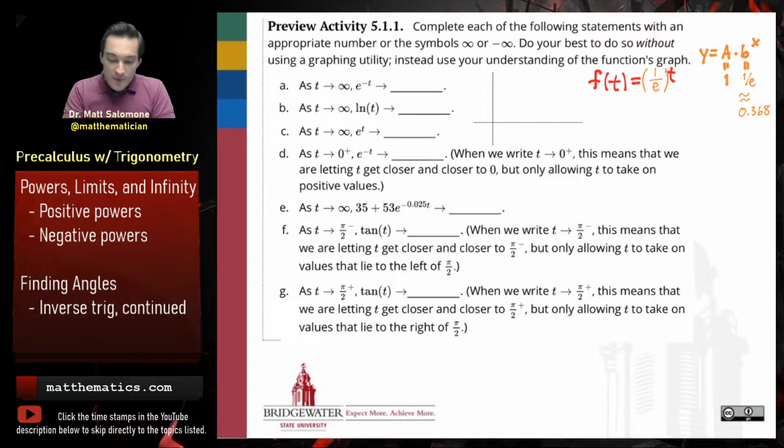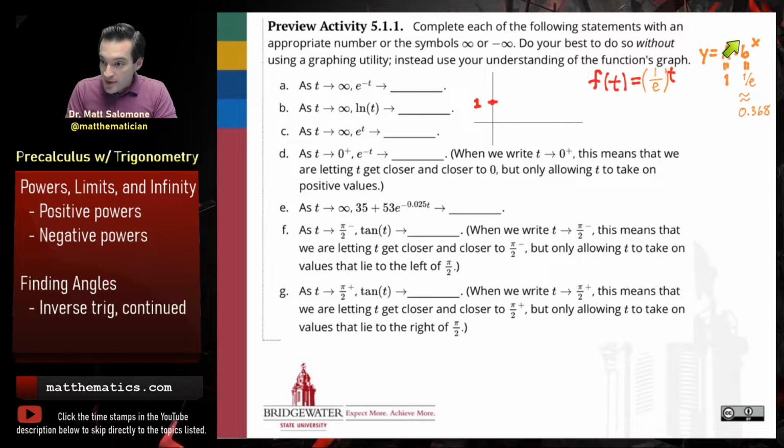So what does all of this mean? Well, remember, the value of a in an exponential function tells me the vertical intercept for that graph. And so since we have 1 as the value of a here, that must mean that my graph is going to go through the vertical intercept of (0, 1).